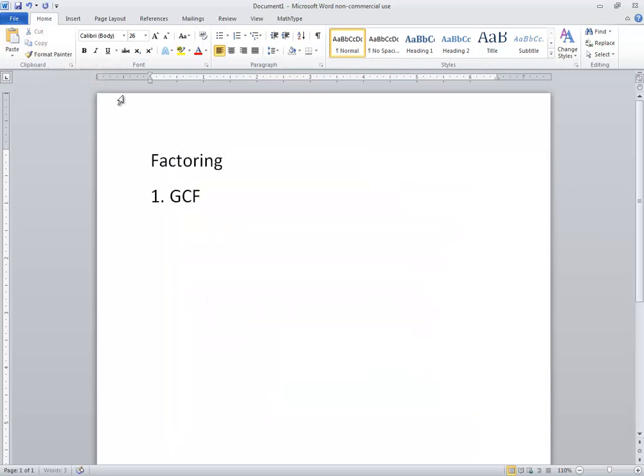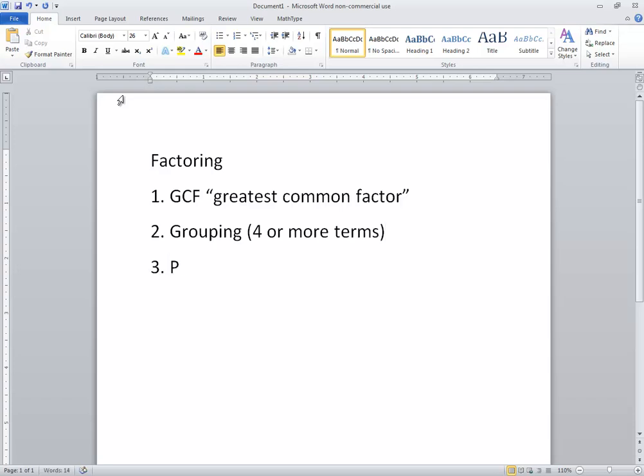Our first one is GCF, and that's greatest common factor. Our second one is grouping, and that's when you've got 4 or more terms. Our third one is the PSD, and that's when you've got the form x squared plus bx plus c.